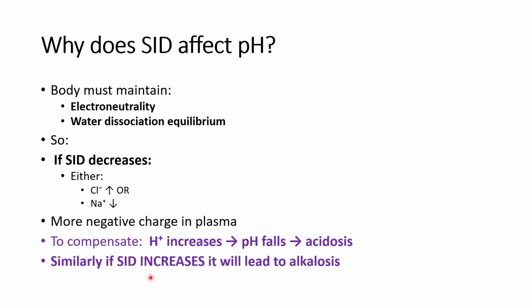Similarly, if the strong ion difference increases, either due to a decrease in chloride or an increase in sodium, then that means there is more major positive charge in the plasma. So there will be a decrease in H plus. So it will lead to alkalosis.